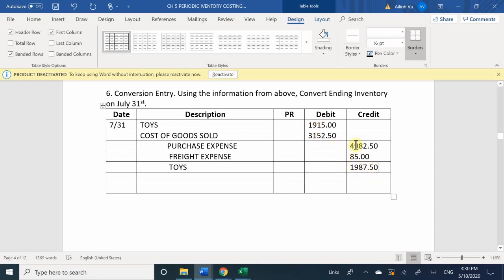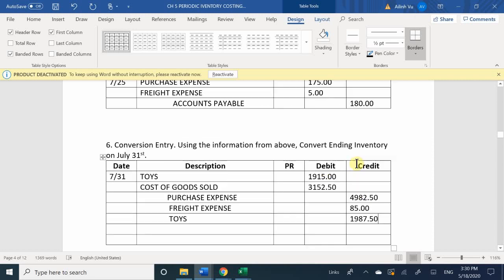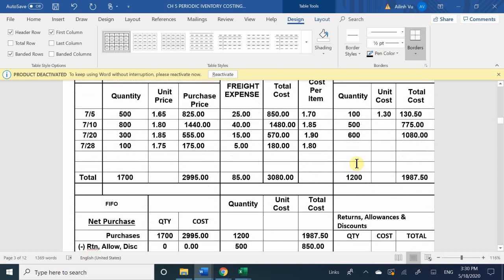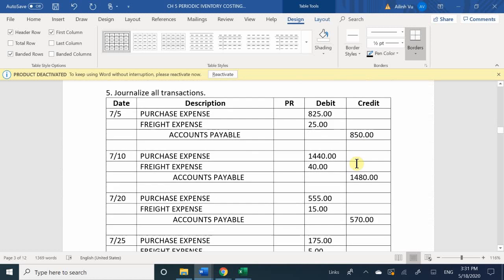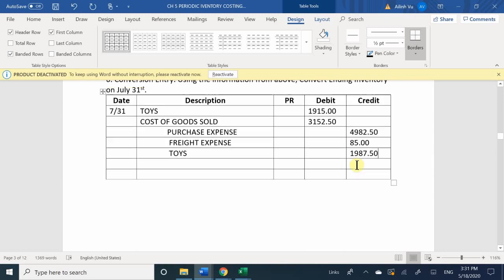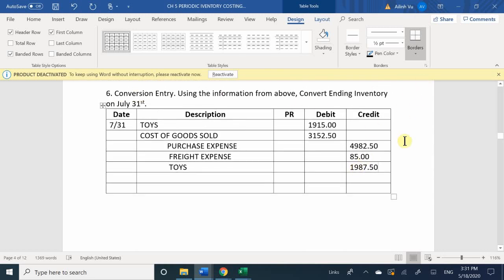Yeah, that's what I was about to say. Why is her purchase expense that much? Let's see. Let's review. Okay, so our purchase up here is only $2,995. So I already included the beginning in that. Purchase expense is where I went wrong. Yes, yeah, so $2,995.00. All right.